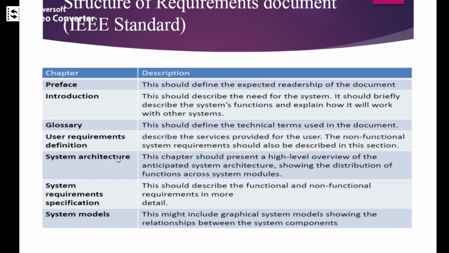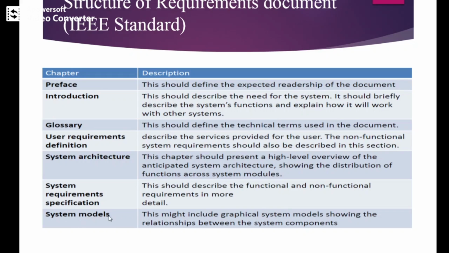Next, system architecture. So this chapter should present a high-level overview of the anticipated system architecture, showing the distribution of functions across system modules. So here you should show the architecture of your system. You have to show how all the different components are designed in the architecture. Next, system requirement specification. This should describe the functional and non-functional requirements in more detail. So under the system requirement specification, one should explain both functional and non-functional requirements in more detail.